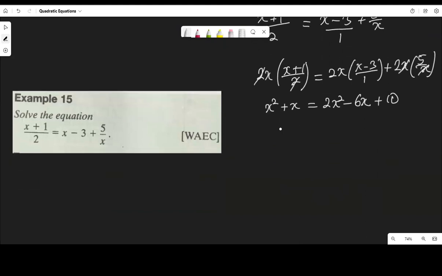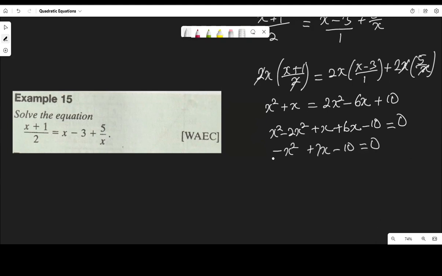Collecting like terms, we have s squared minus 2s squared plus s plus 6s minus 10 equal to 0. I collected everything from the right hand side and moved them here. s squared minus 2s squared is minus s squared. Then s plus 6s is 7s, minus 10 equal to 0.